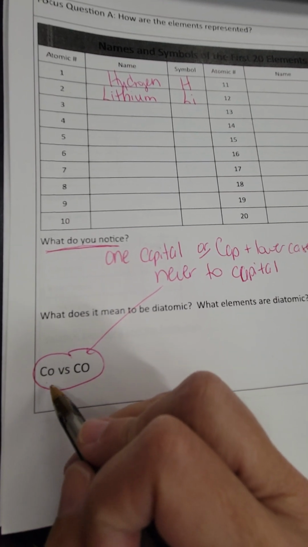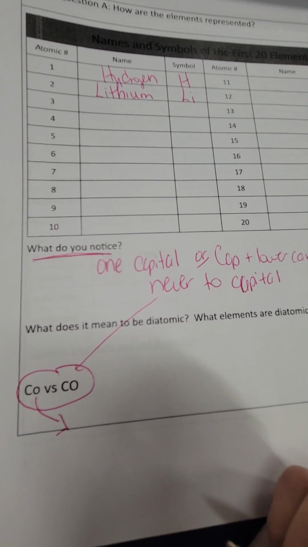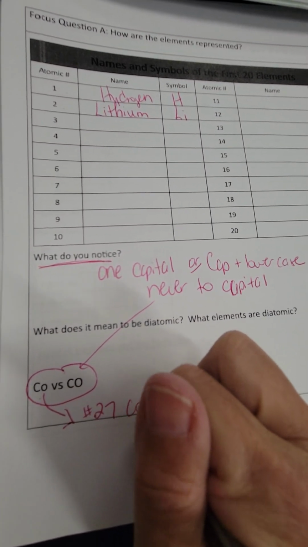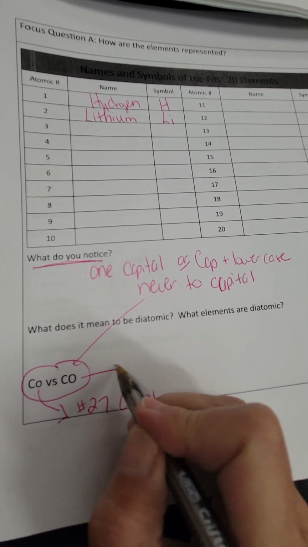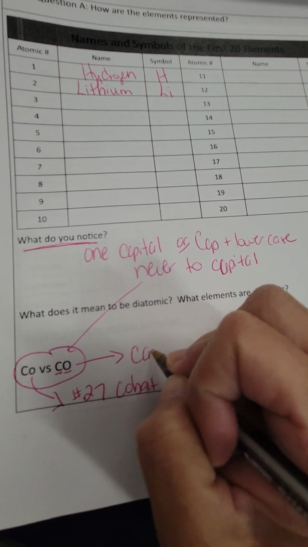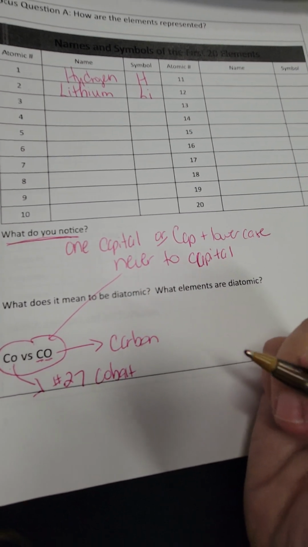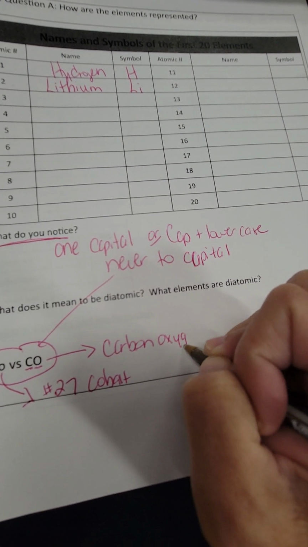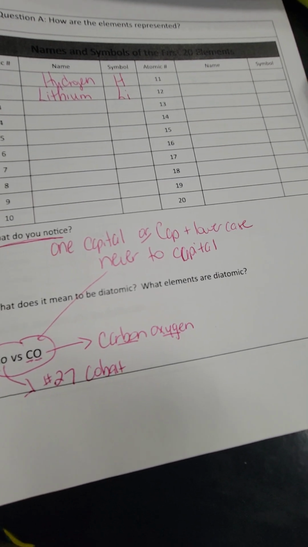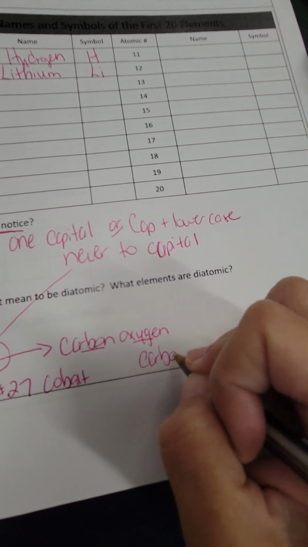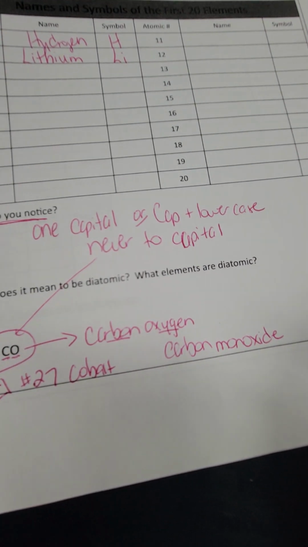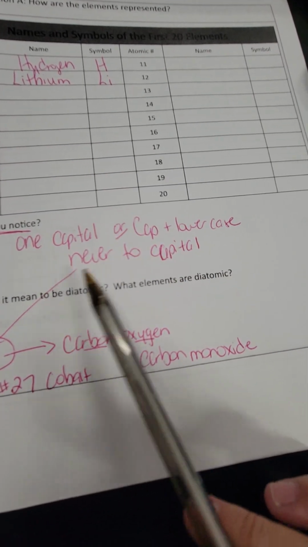So if I have Co, if I look up, that is element number 27, which is cobalt. But if I have capital C, capital O, now the capital C represents carbon and the capital O represents oxygen. So it's a compound combining carbon and oxygen. So it's actually carbon monoxide that you may have heard of if you have a wood stove, things like that. Okay. So one capital, never two capitals.